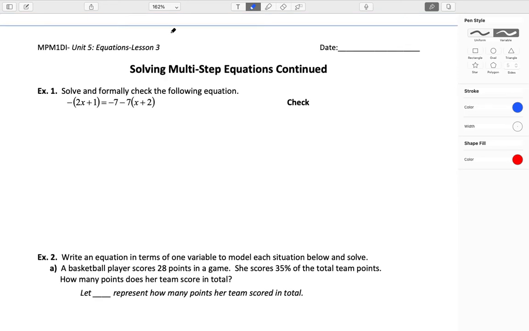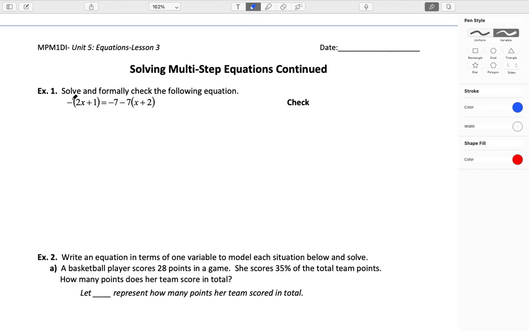So today we are going to do lesson number 3, which is multi-step equations. That is a continuation from yesterday's lesson. So let's take a look at number 1 first. The question is: solve and check the following equation.